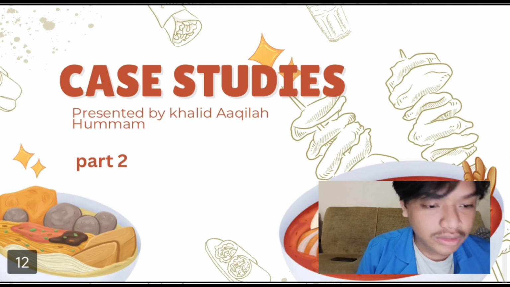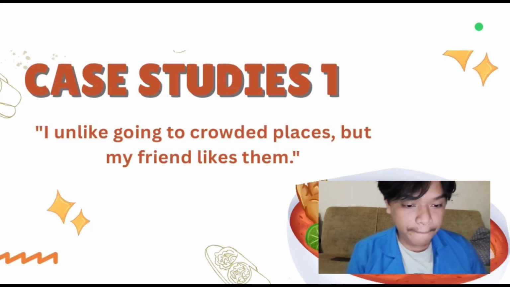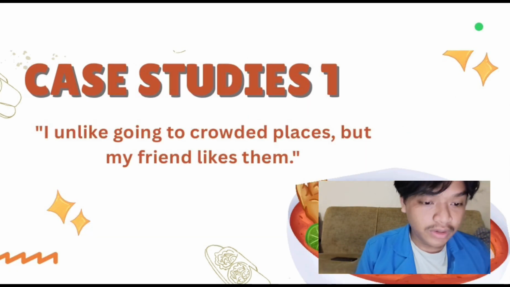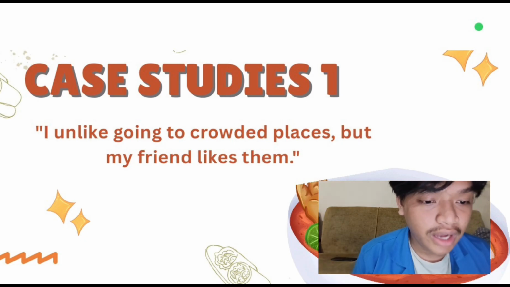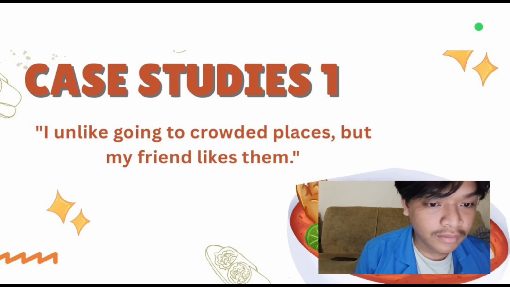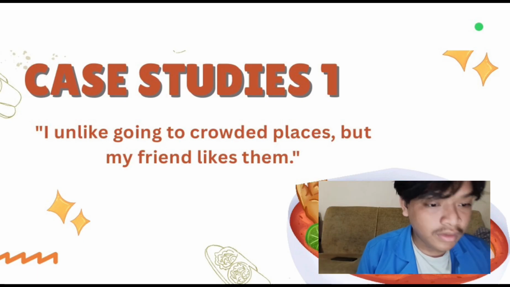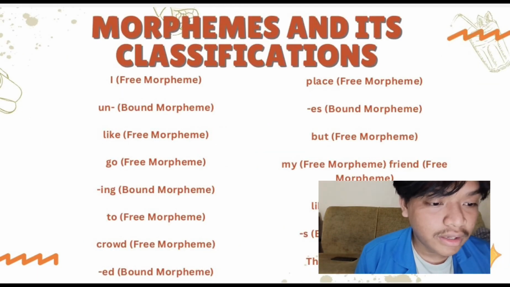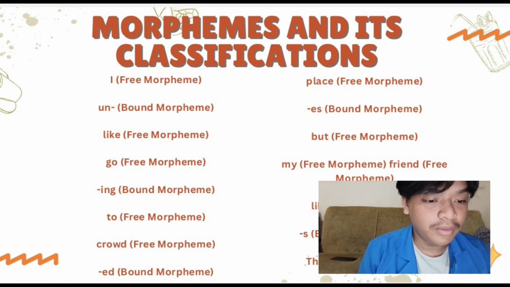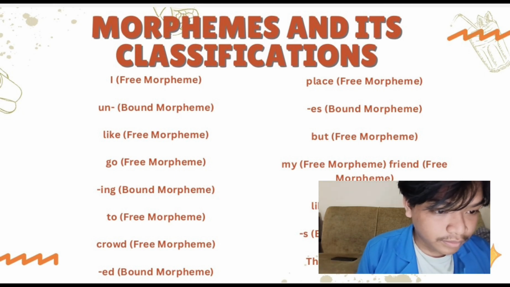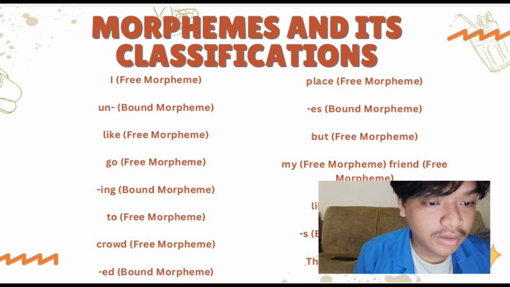So we go on to part 2, case studies. Case study number 1: I don't like going to the crowded place, but my friends like them. This sentence helps us identify both free and bound morphemes.